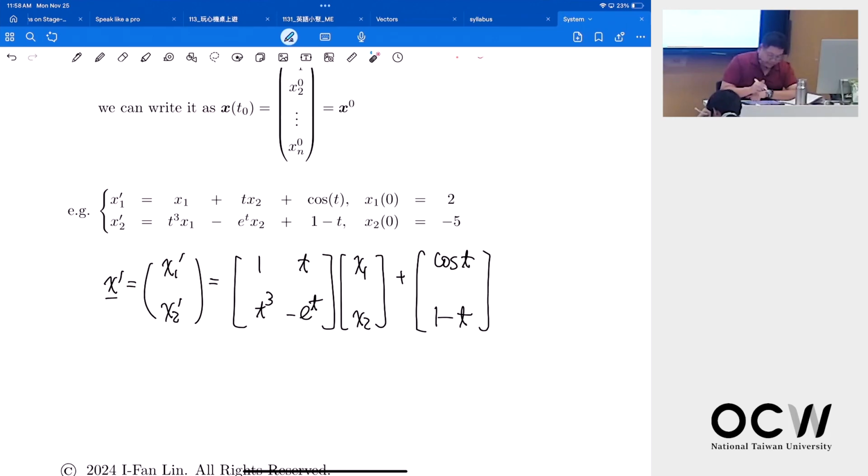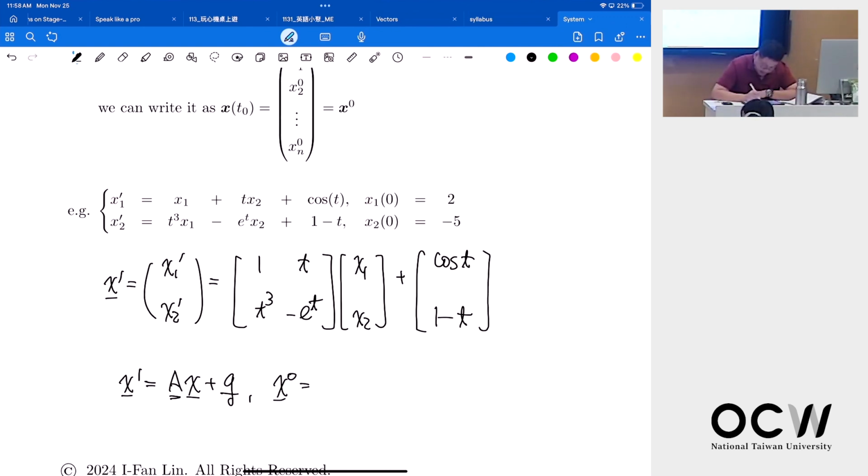For this expression, we can write it down: x prime equals Ax plus g. And then for the initial condition, that's 2, minus 5. So any questions so far?